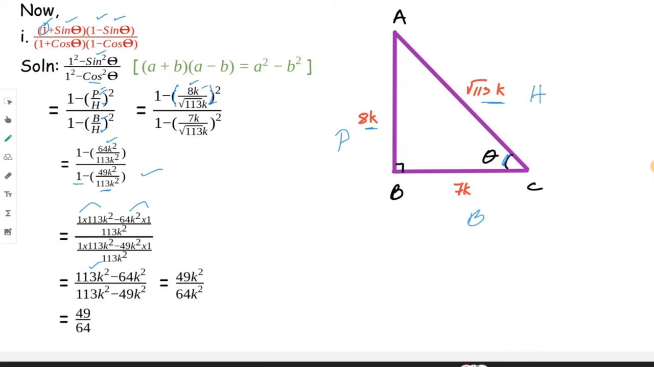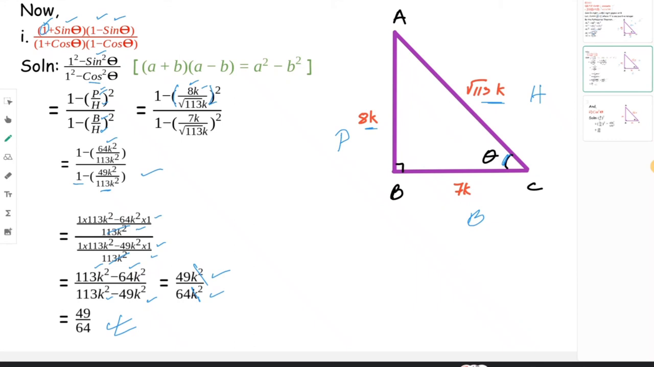Alright, so you will see that now, if you look at the numerators and denominators, the denominators are the same, so I just divide them. I'll be left like this. Then 113k square minus 64k square, I'll get 49k square. 113k square minus 49k square, I'll get 64k square. Therefore I can divide these two, and the value we get is 49 by 64.